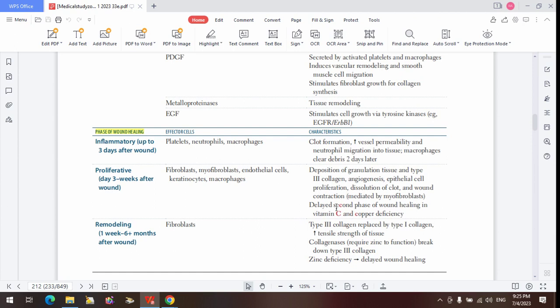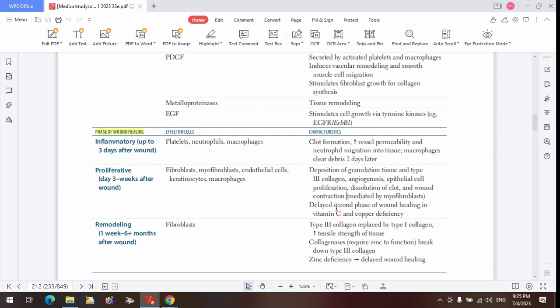Type 3 collagen is coming from proline and lysine. So we need to hydroxylate those proline and lysine. Vitamin C is important. Copper is also important for the activity of lysyl oxidase that helps us cross-link all those collagen fibrils. So you need both vitamin C and copper in the proliferative stage, which is a stage where we are forming our type 3 collagen.